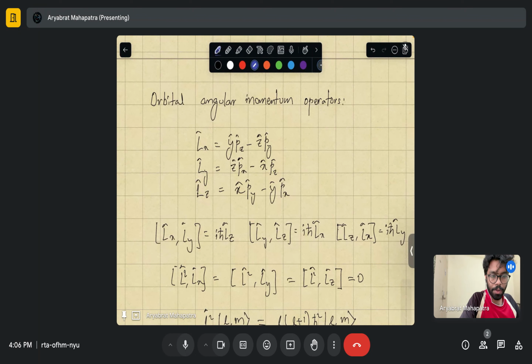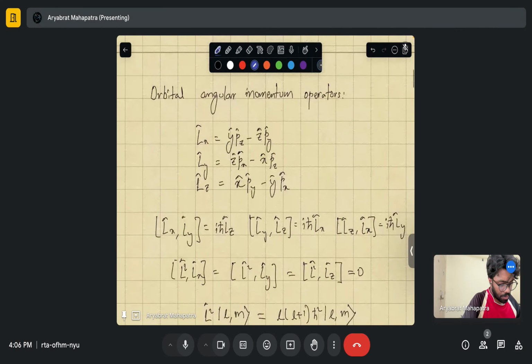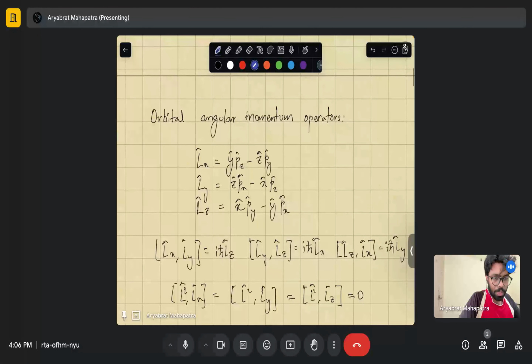A little review again of what the angular momentum operator is, and how we see angular momentum in quantum mechanics. So orbital angular momentum is what we will start with.